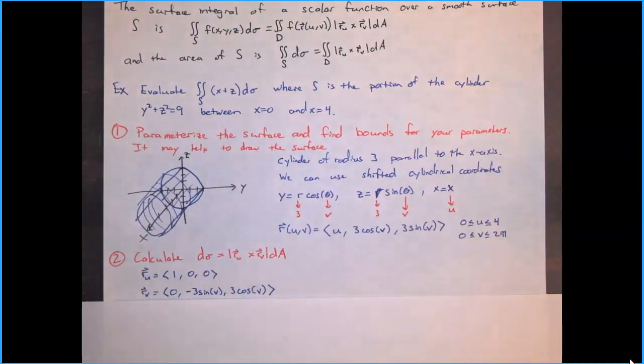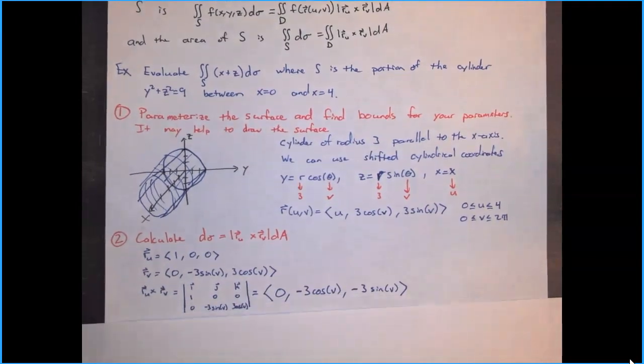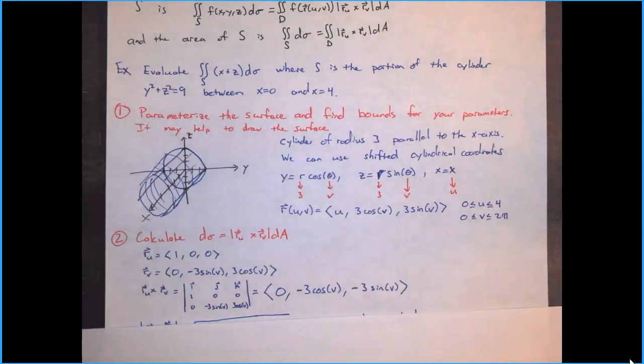The next step is to cross these two. Since I'm going to end up taking a magnitude, the way I set up the cross product doesn't matter. So I just set up my cross product. It doesn't matter which way I set it up. And then I compute the cross product. I'm going to get 0, negative 3 cosine v, negative 3 sine v when I cross those two partial derivatives. You could verify that on your own, make sure that's correct.